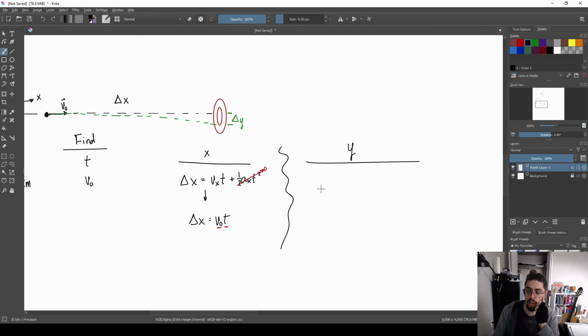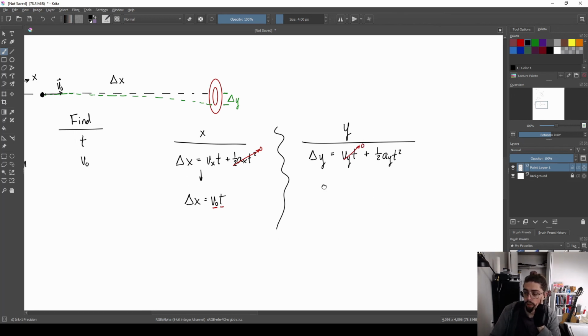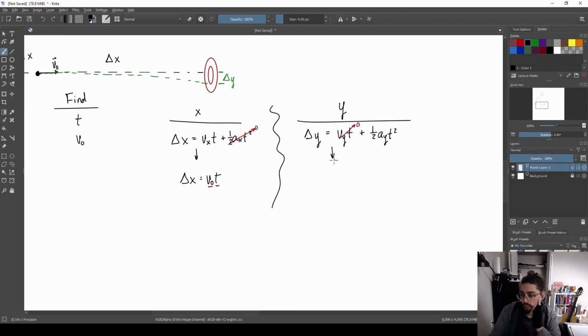We could say in the exact same way, delta y is equal to v of y times t plus 1/2 a of y t squared. Okay, well, I know that v of y is 0, so that part gets canceled out. Then let me take this down a step and say, okay, well, delta y must be equal to negative 1/2 g, plug that in, might as well, times t squared.